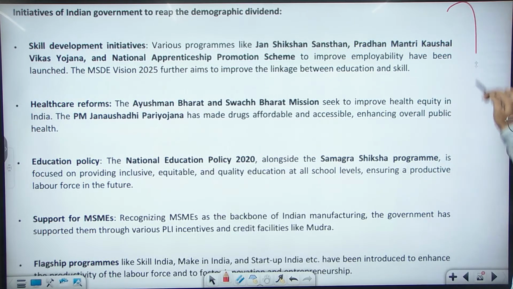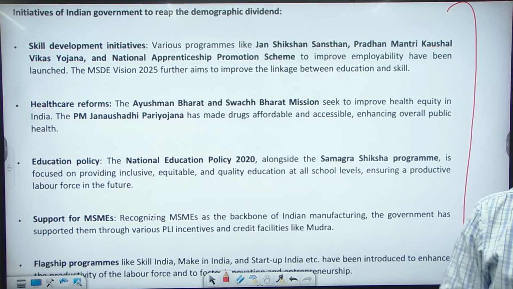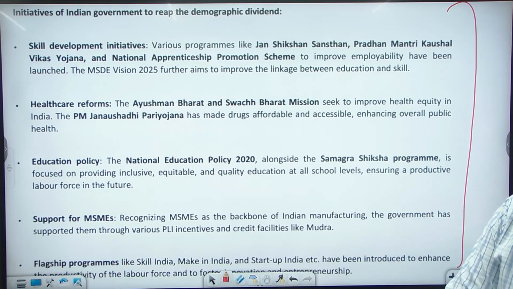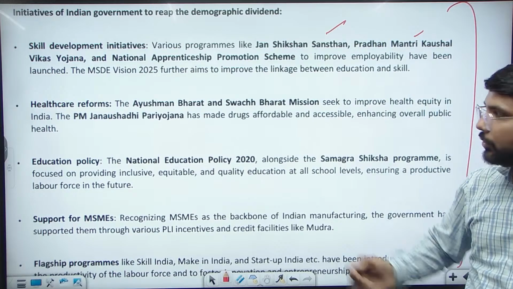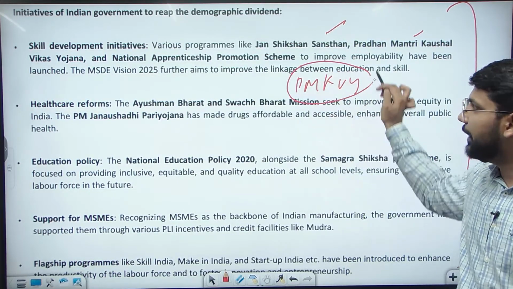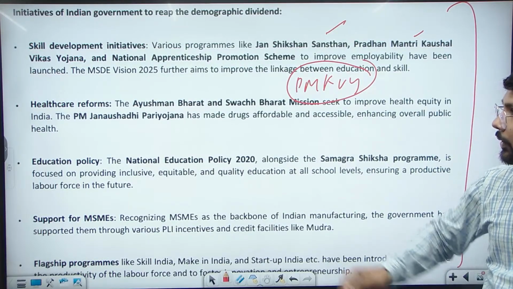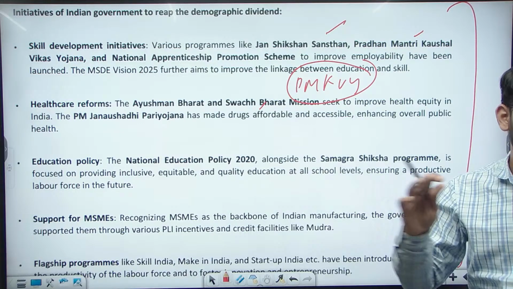These are some of the initiatives taken by the government of India for the demographic dividend. One is the skill development initiative: Jan Shikshan Sansthan, Pradhan Mantri Kaushal Vikas Yojana, where the government of India is focusing on skills. Then Ayushman Bharat and the Swachh Bharat Mission, Ayushman Bharat specifically for the healthcare sector.